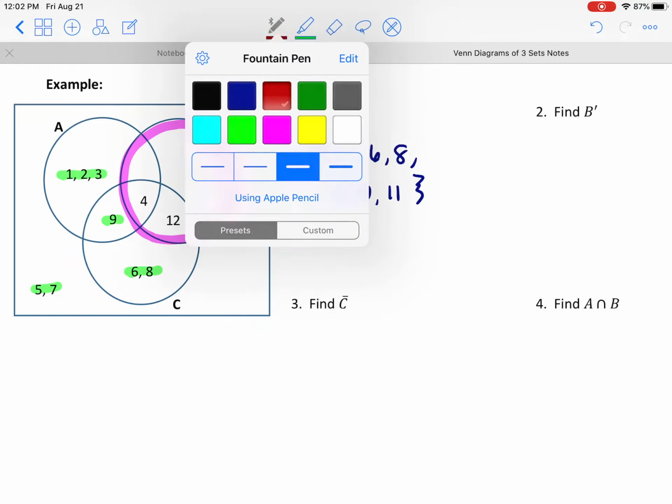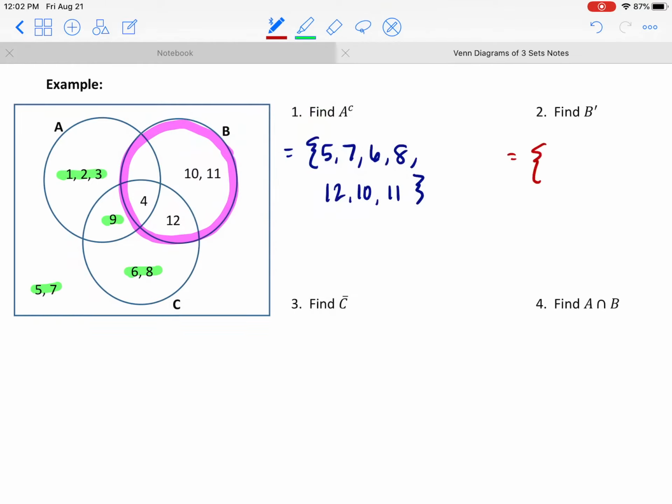So let's see, we're going to say what's not in B is 1, 2, 3, 5, 7, 6, 8, and 9. Again, it doesn't have to be in order. Clearly I messed something up in there. We got 1, 2, 3, 5, 7, 6, 8, and 9. Good. Okay, I've got all 4, 5, 6, 7, 8 of those elements.